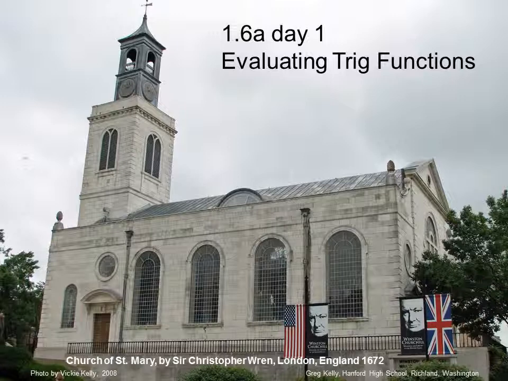This is the Church of St. Mary, designed by Sir Christopher Wren, which originally stood in London, England, and was built in 1672. It was destroyed during the London Blitz during World War II and reassembled at the National Churchill Museum at Westminster College in Fulton, Missouri, as a memorial to Winston Churchill. Fulton, Missouri is where Winston Churchill made his famous Iron Curtain speech.